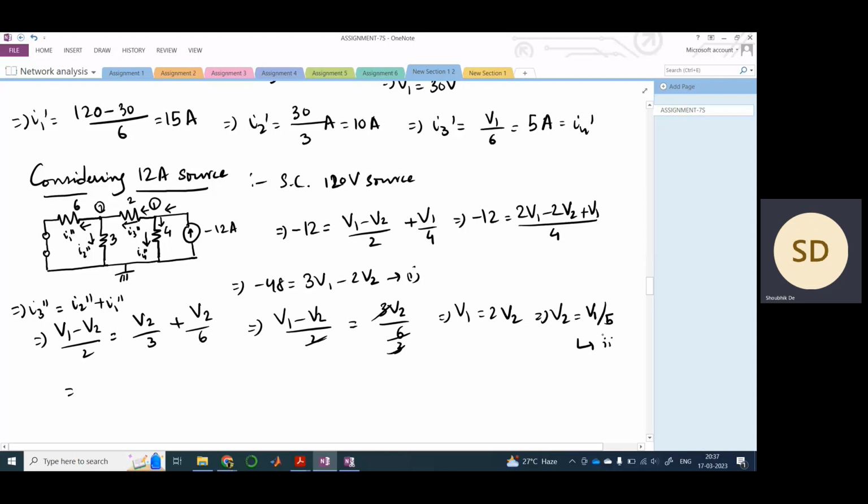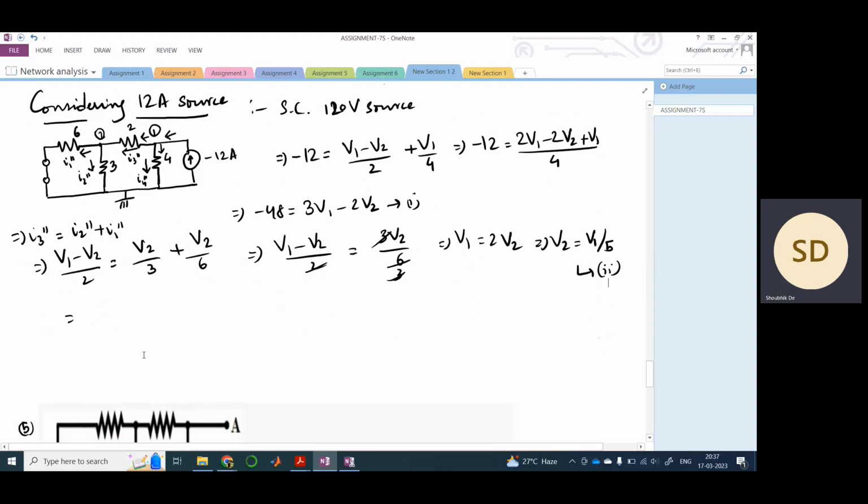So this is our second equation. Therefore, substituting 2 in 1.